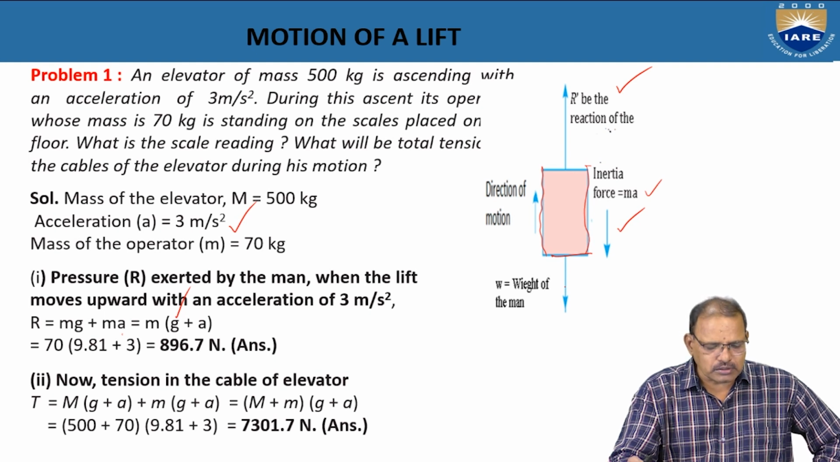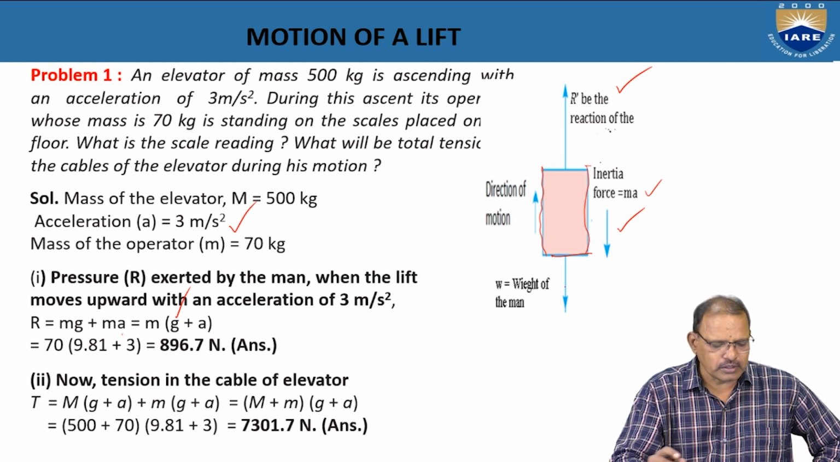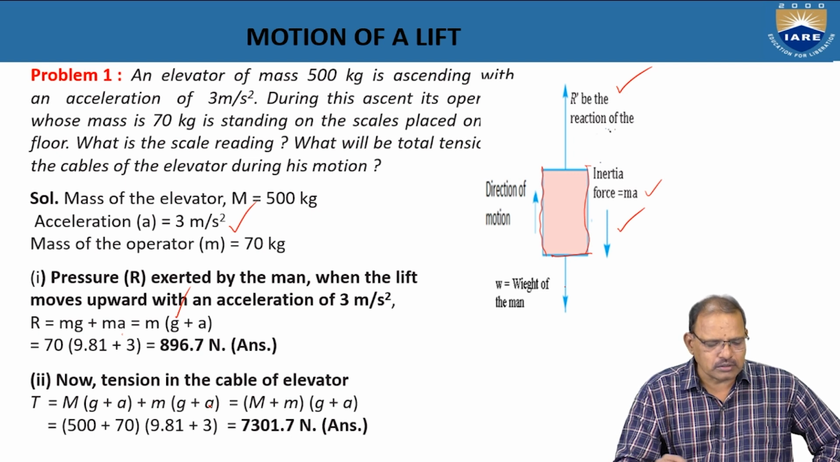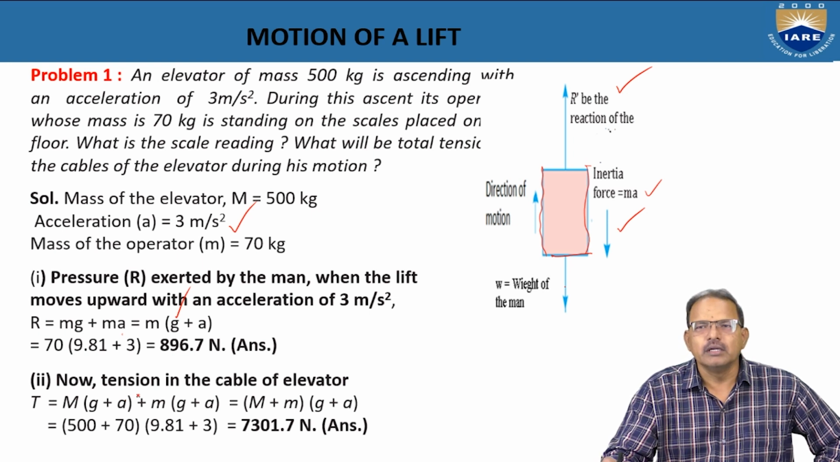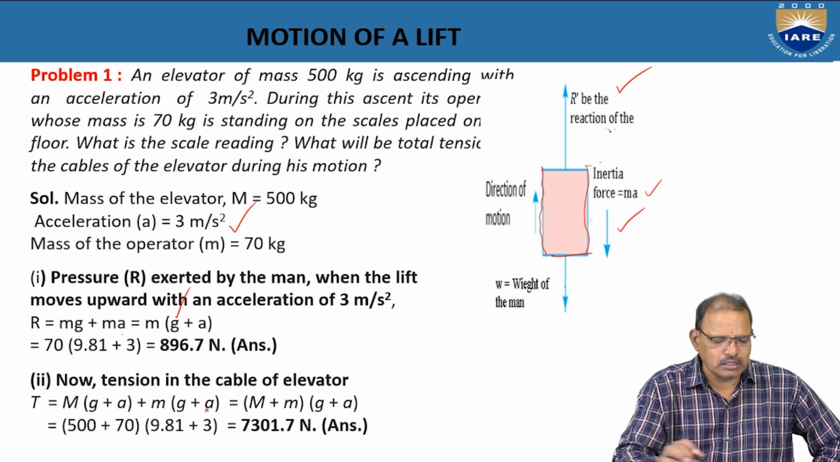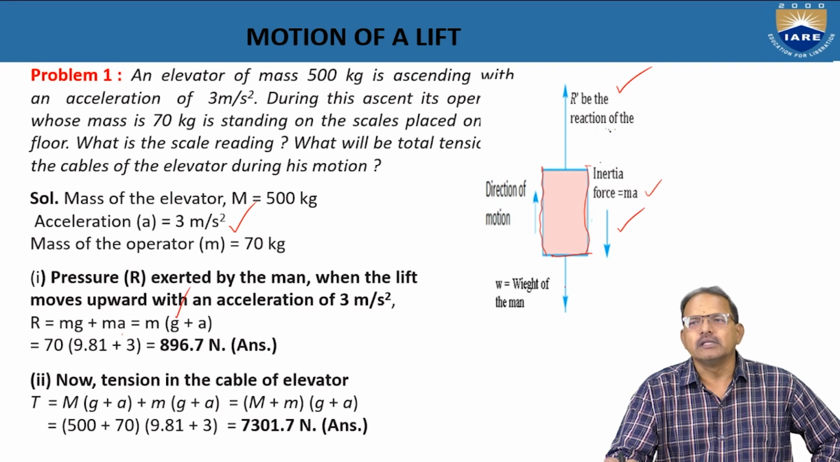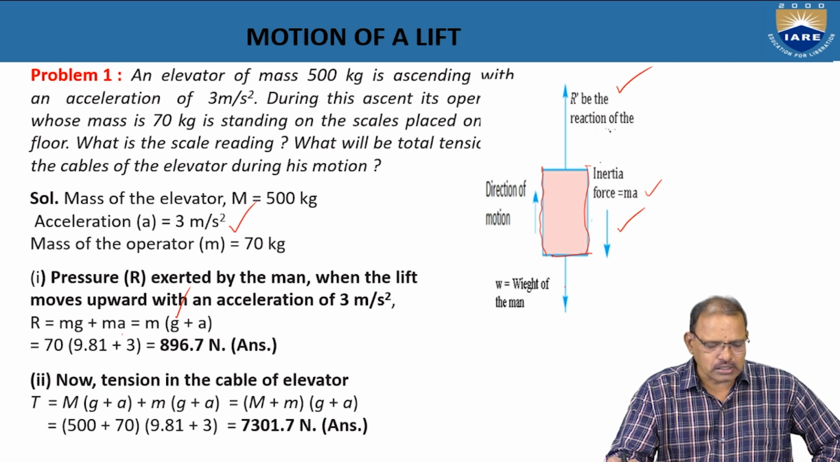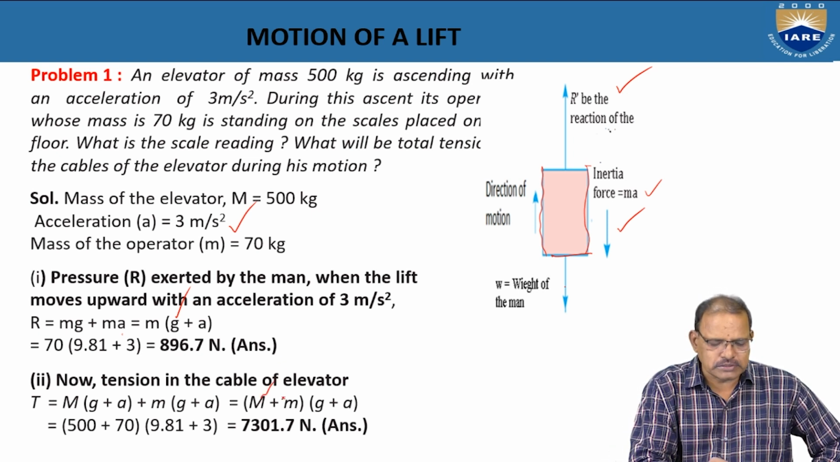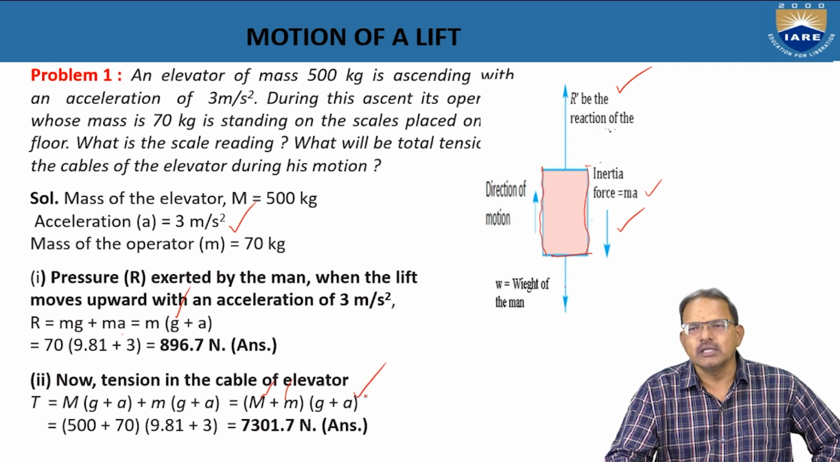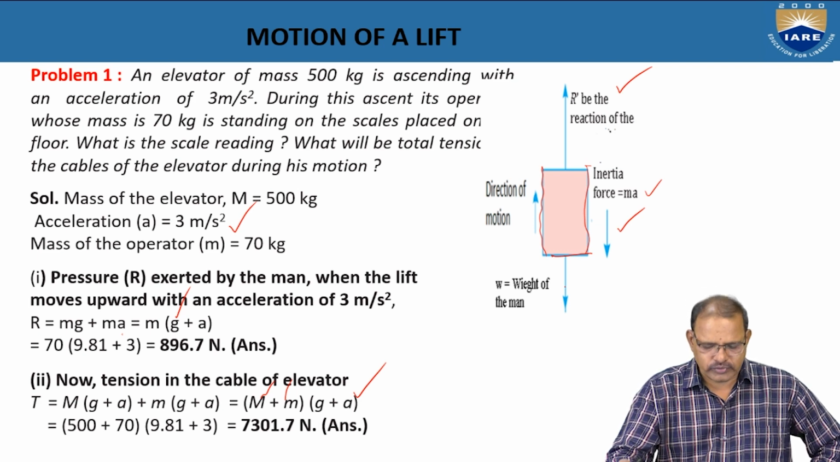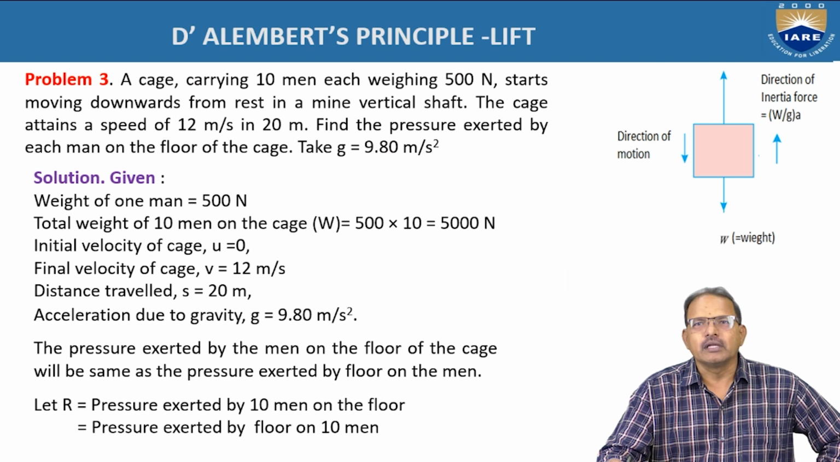Now the tension in the cable of the elevator, if it is representing, it is equal to, already we have taken here m(g plus a), where capital M is representing the total mass of the person as well as the cage, which is equal to (M plus m) into (g plus a), which is equal to 7301.7 newtons. Here we are taking another problem.